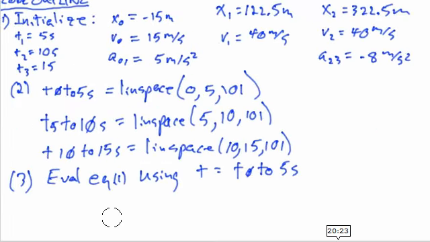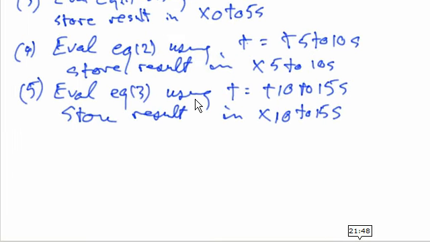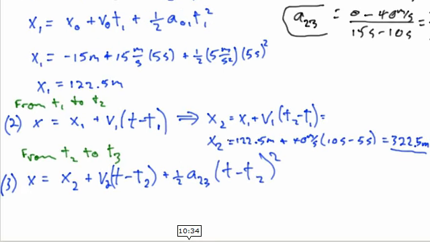Let's see where we were here. So evaluate equation 3, store it. That was T2 to T3, the 10 seconds to 15 seconds I decided to call it, and store it in X2, 3, where the 2 corresponds to 10 seconds and the 3 to 15 seconds. It's just an index. Alright, equation 3 is what I gotta look at then. And yeah, that's just what I typed in.